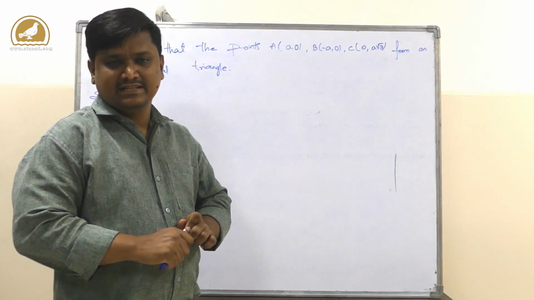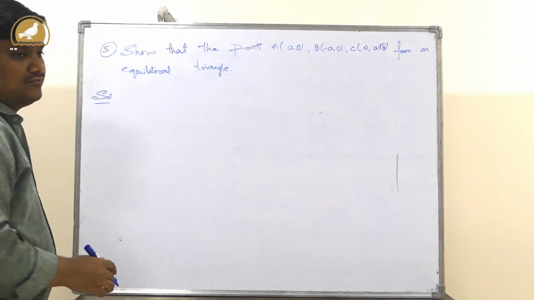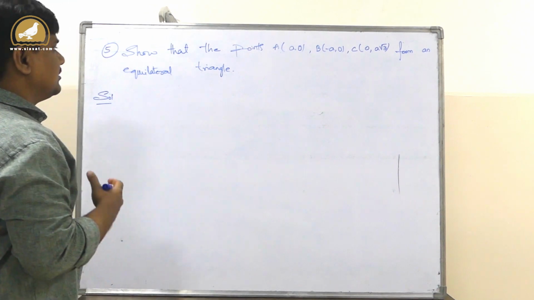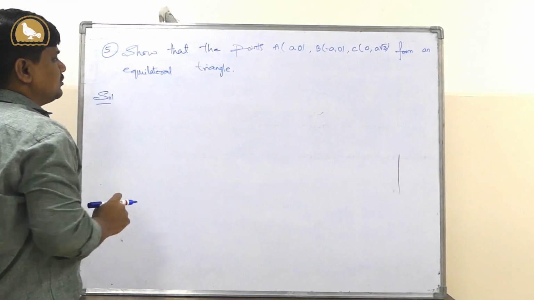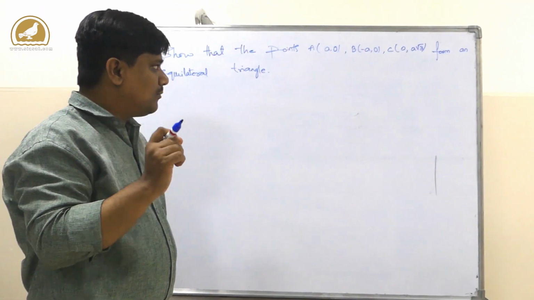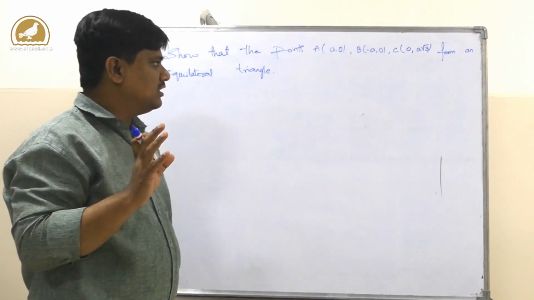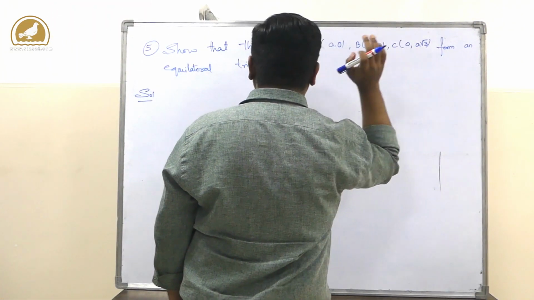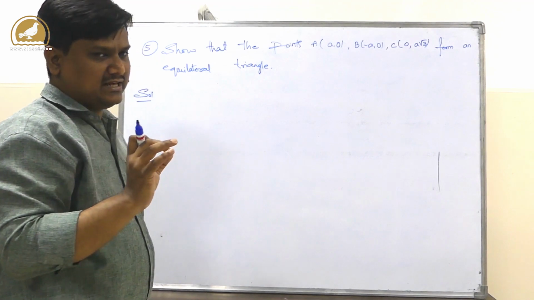Continuing our previous series, we'll start with the fifth question of the first exercise of coordinate geometry. First, we'll understand the question. It says that show that the points A (a, 0), B (minus a, 0), C (0, a root 3) form an equilateral triangle. So here what they're asking.